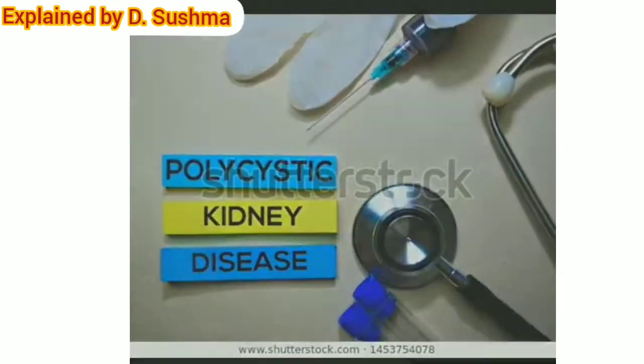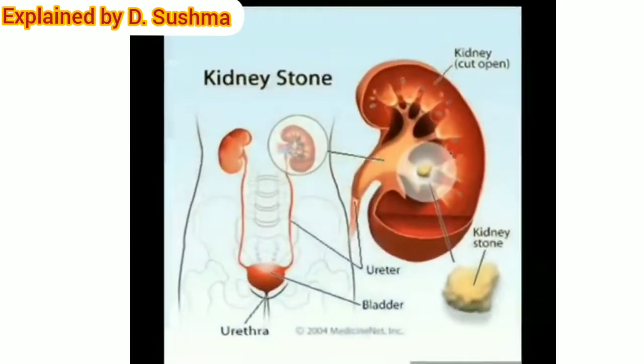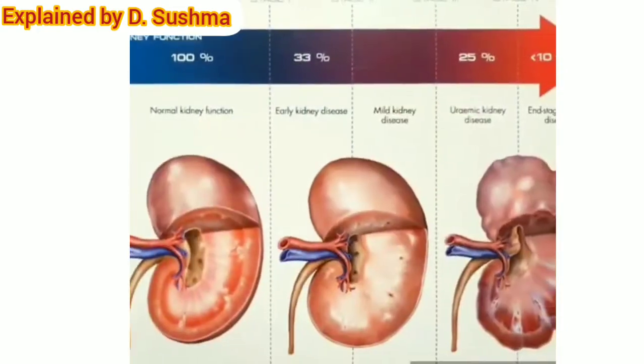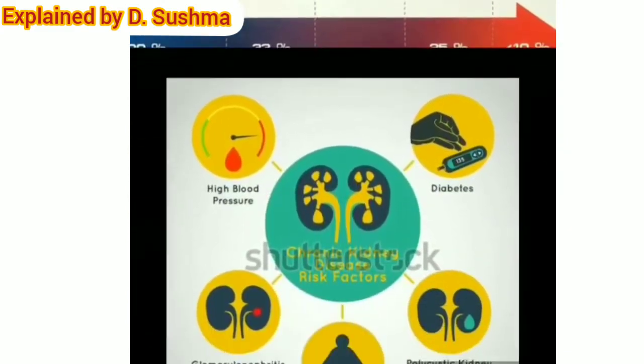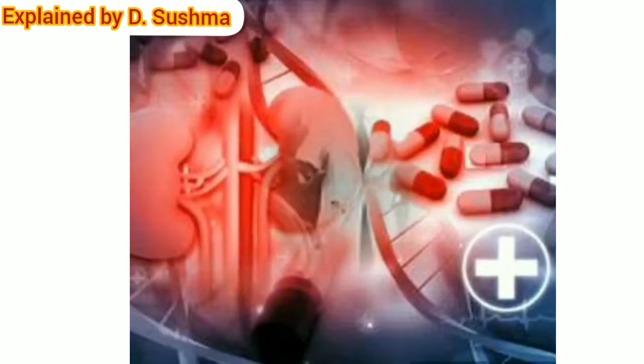Kidney diseases. The most common form of kidney disease is chronic kidney disease. Next, kidney stones. Next, glomerulonephritis. Next, polycystic kidney disease. Next, urinary tract infections.